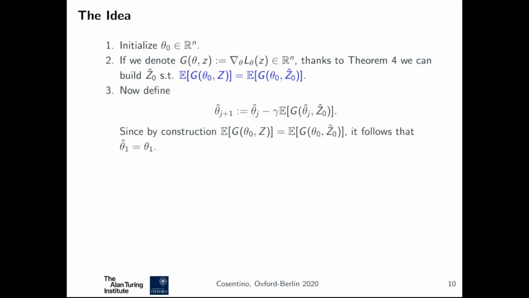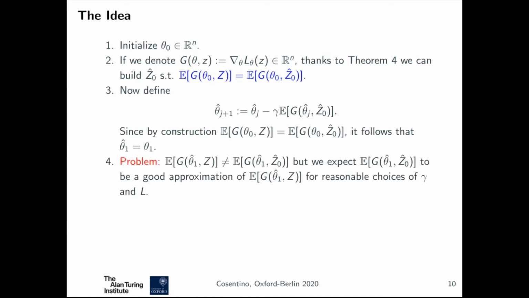Now we can define the same iteration as for the gradient descent, but instead of using Z, we would use Ẑ. In particular, it follows that theta hat 1 is exactly the same as theta 1, where theta 1 was the one computed with the gradient descent. And this is because we know that the gradient is exactly matched thanks to the Caratheodory theorem. But now there is a problem, because we know that at the first step the gradient is exactly matched, but then we don't know anything else.